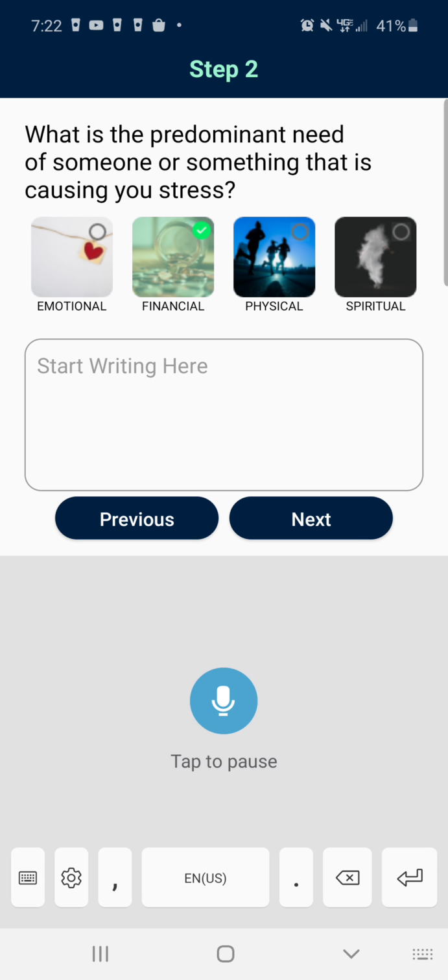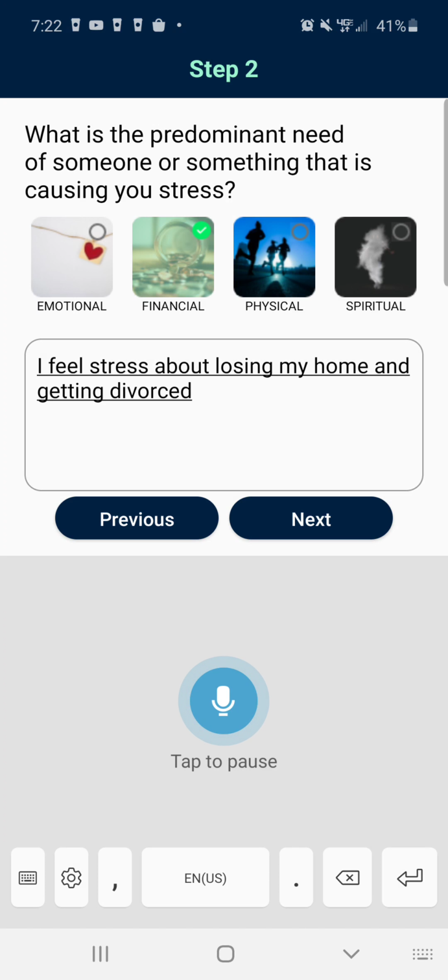I feel stressed about losing my home and getting divorced. So there, we typed it in here. So we see now that the need causing us stress is with the wife and losing the home. We click that on and we go to the next one.